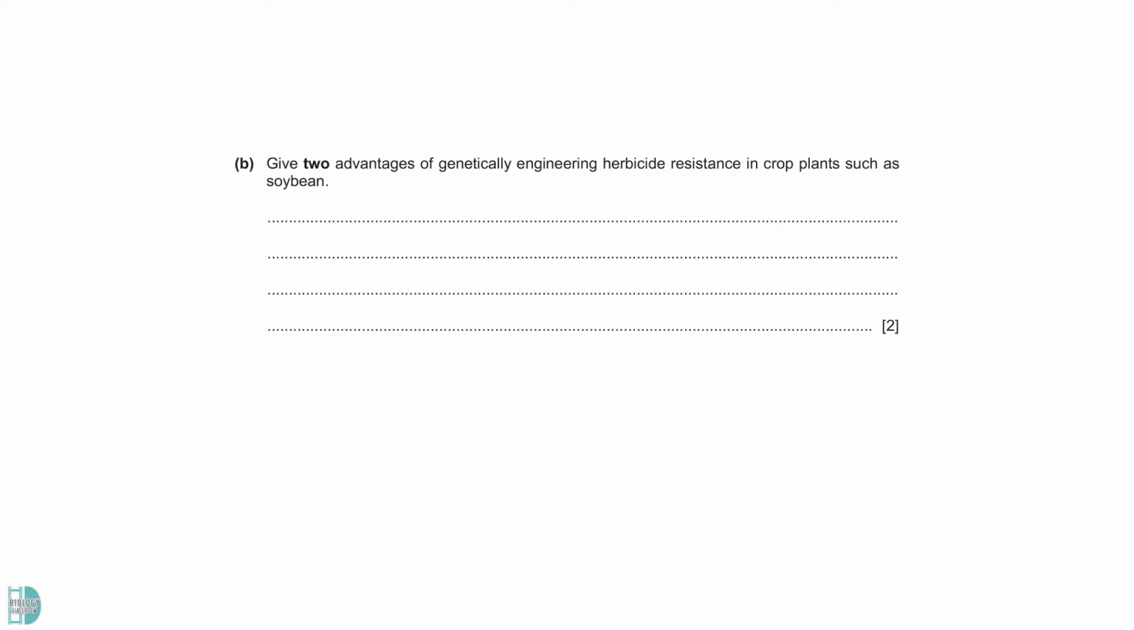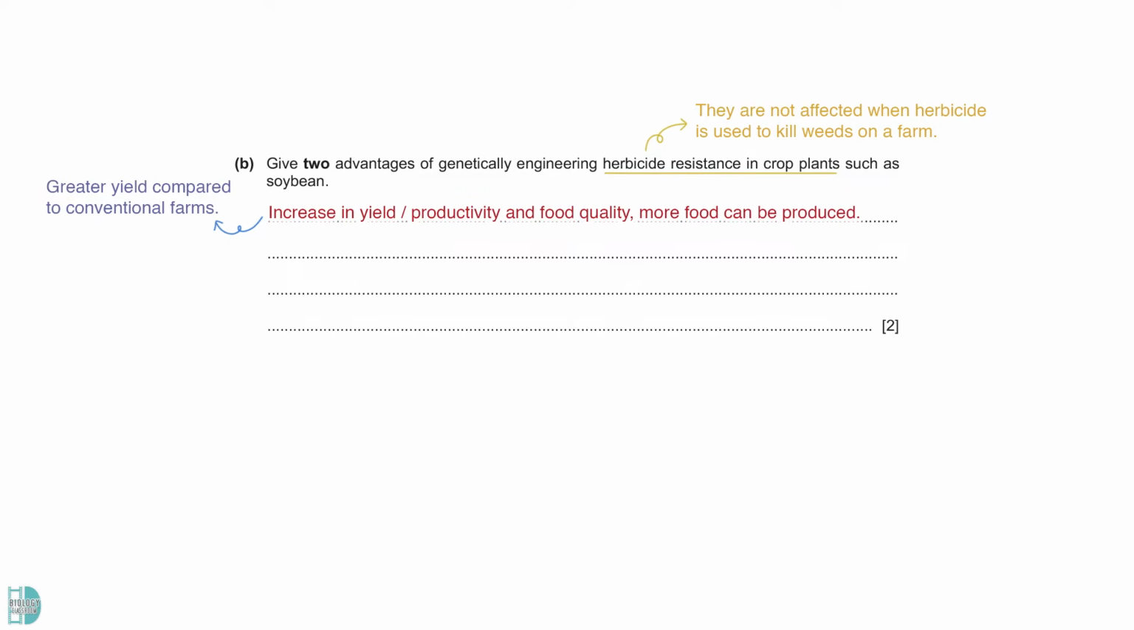B. Give 2 advantages of genetically engineered herbicide resistance in crop plants such as soybean. Herbicide-resistant plants are created so that they are not affected when herbicide is used to kill weeds on a farm. This can help to increase the productivity and quality of food. More food can be produced compared to the conventional farms.